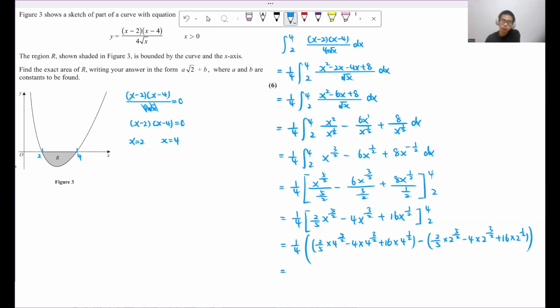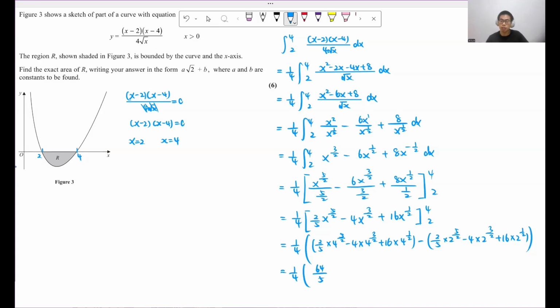Okay, so that would be 1/4 times, so the first half we can just put in the calculator straight away, because 4 to the power 1/2 will cancel out, give us 2, it will give us some nice number, I think. So 2 over 5 times 4 to the power 5 over 2, minus 4 times 4 to the power 3 over 2, plus 16 times 4 to the power 1/2. So that's just 64 over 5. So the first part is fine.